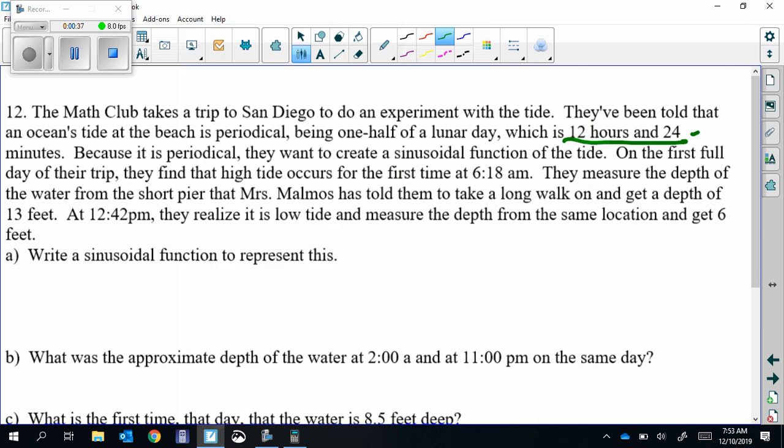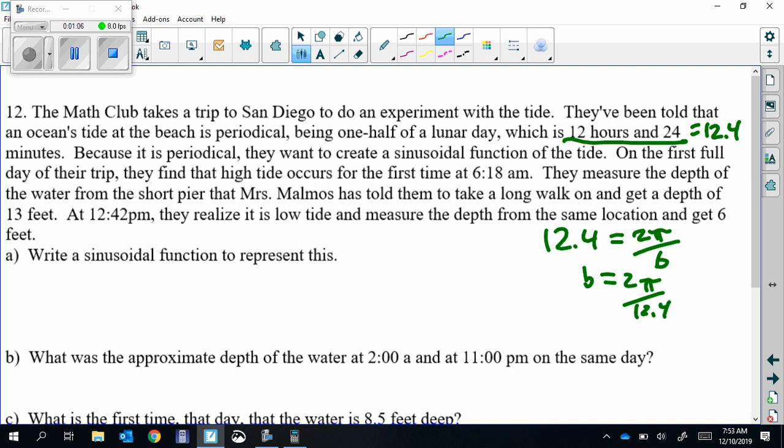12.4 is the period. We need period in part of our equation. We're going to use that to find B. Period equals 2 pi divided by B. And we're going to solve for B so we can have that in our equation. So multiply by B, divide by 12.4, you get B is 2 pi over 12.4.